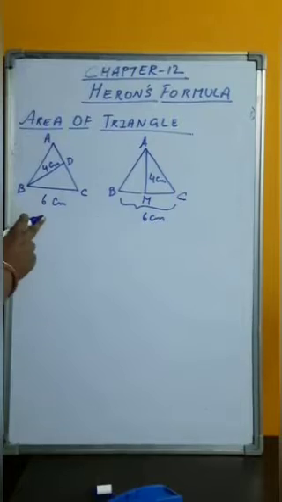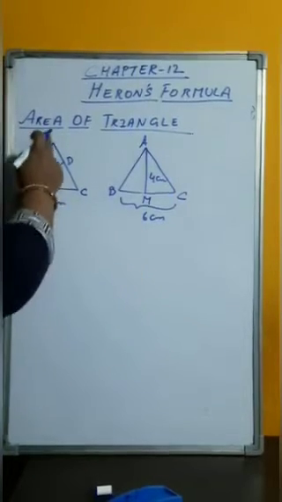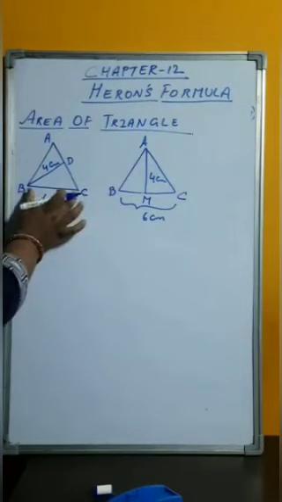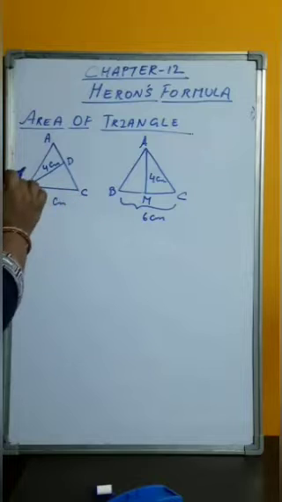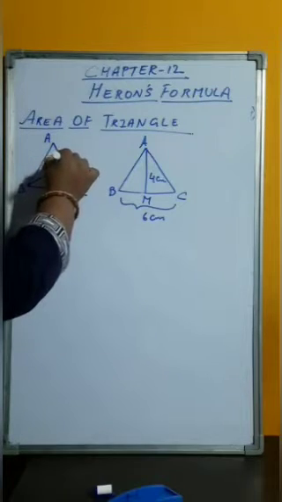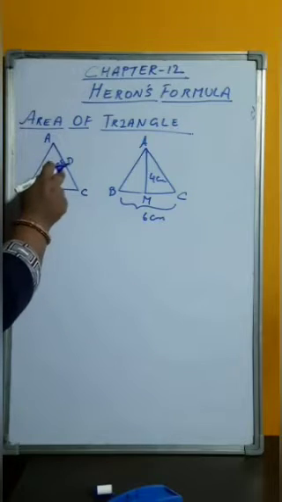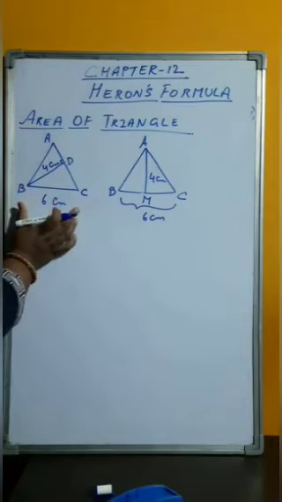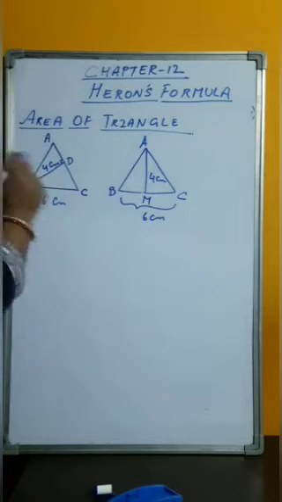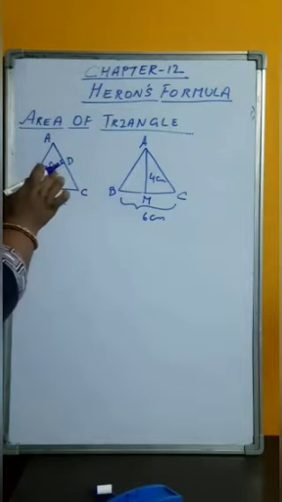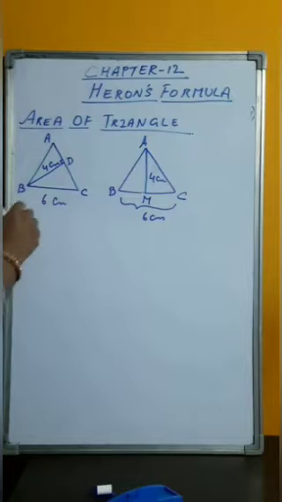See students, here I have taken two triangles. In this triangle ABC, its base BC is 6 cm, but from B a perpendicular is dropped on the side AC. BD is perpendicular. Can we find the area of the triangle in this triangle? No, we cannot find it, because the perpendicular is needed on the side BC, not on the side AC. If we want to calculate the area of this triangle, then we need the length of AC.